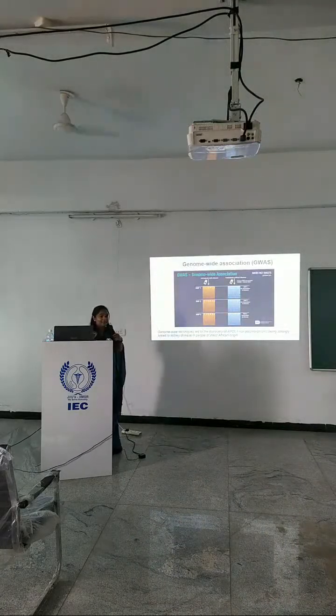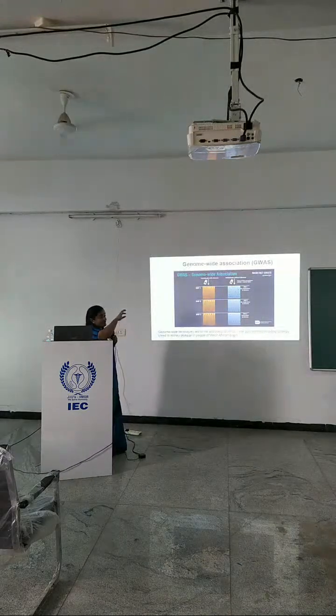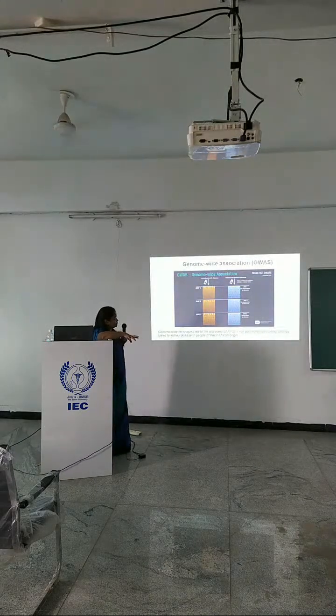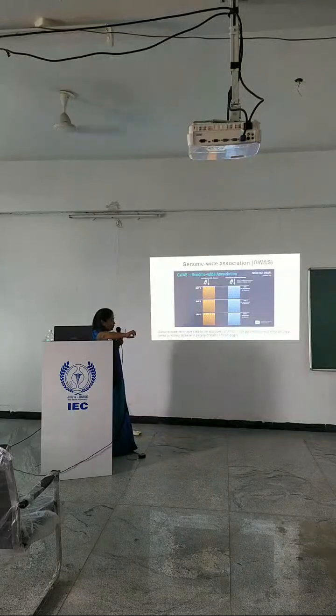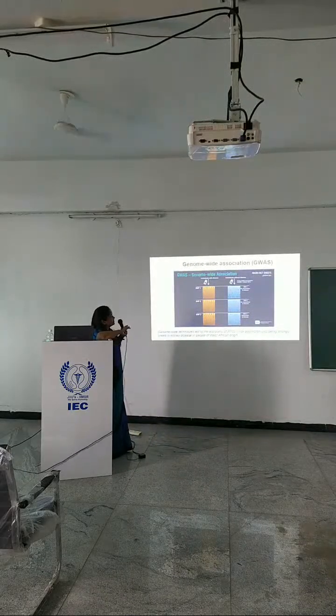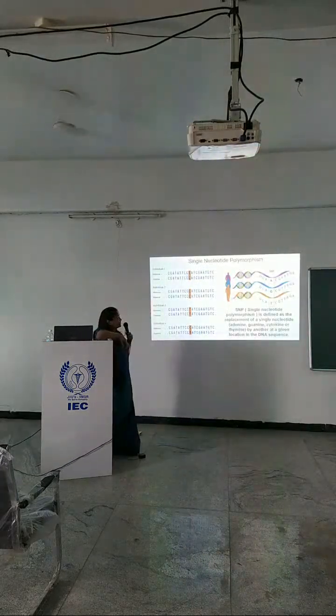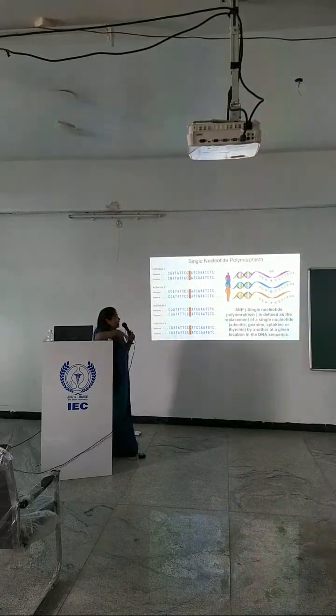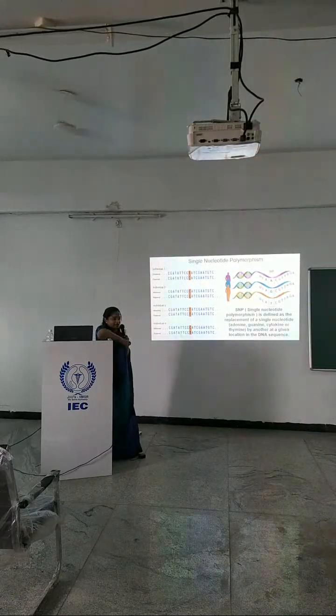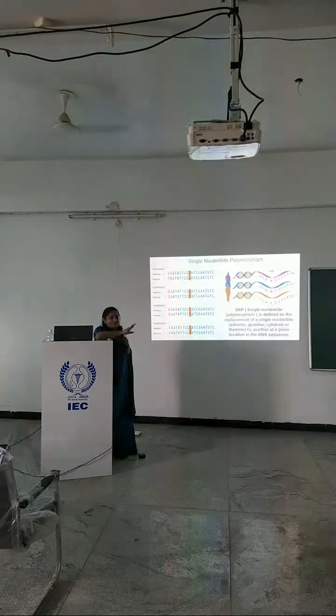So there is a concept of genome-wide association studies. Similarly, there is TWAS, that is transcriptome-wide association studies, and then there is PWAS, that is proteome-wide association studies. I won't go into the details of each study, but GWAS mainly revolves around SNPs. SNP is a single nucleotide polymorphism. What happens is, in a single DNA nucleotide strand, if one nucleotide is replaced by another, the whole sequence changes.